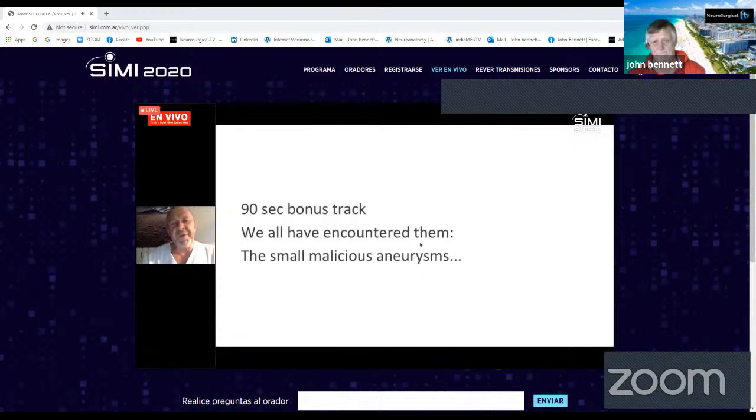For those who think all these aneurysms are very small, do they really need any treatment? I collected a few cases.